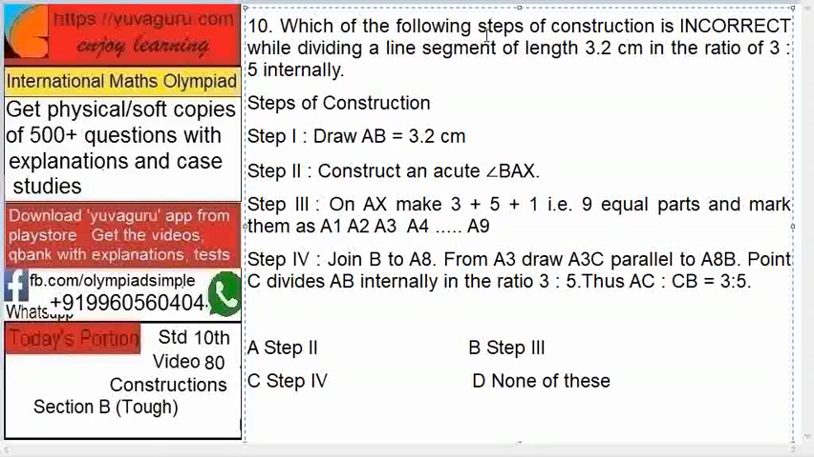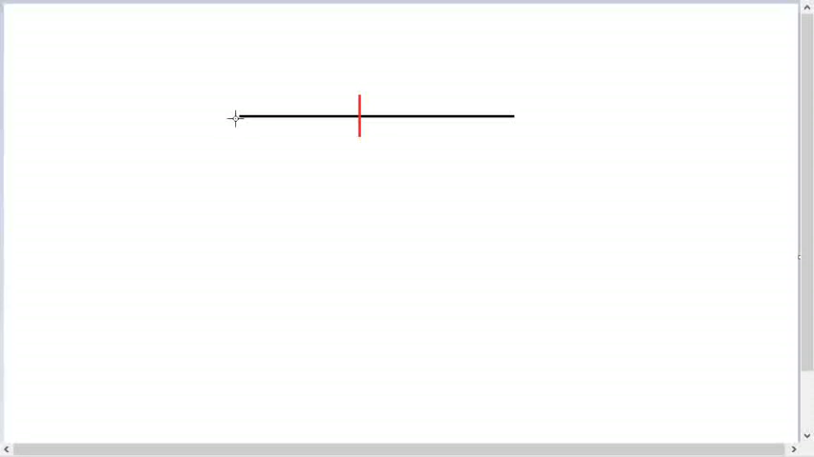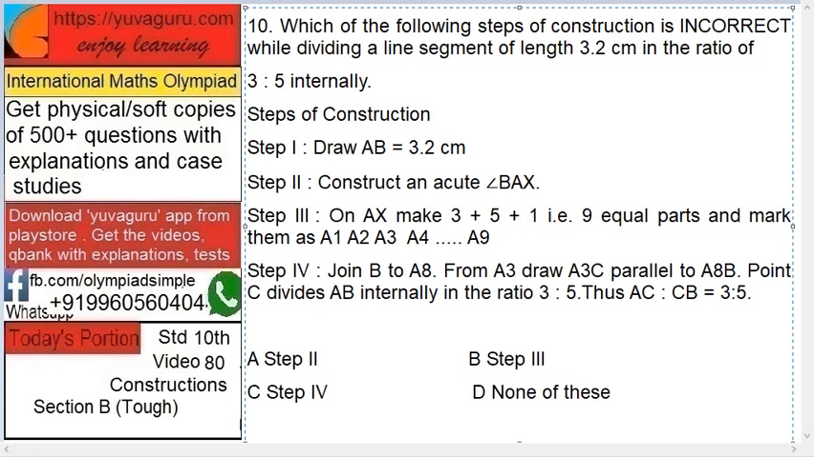Next, which of the following steps of construction is incorrect while dividing a line segment of length 3.2 centimeters in the ratio 3:5 internally? Okay, means what? Means there is a line segment of 3.2 and we have to divide this line segment into two parts, 3:5. Okay, that ratio. So first step will be obviously AB equals to 3.2, that's correct.